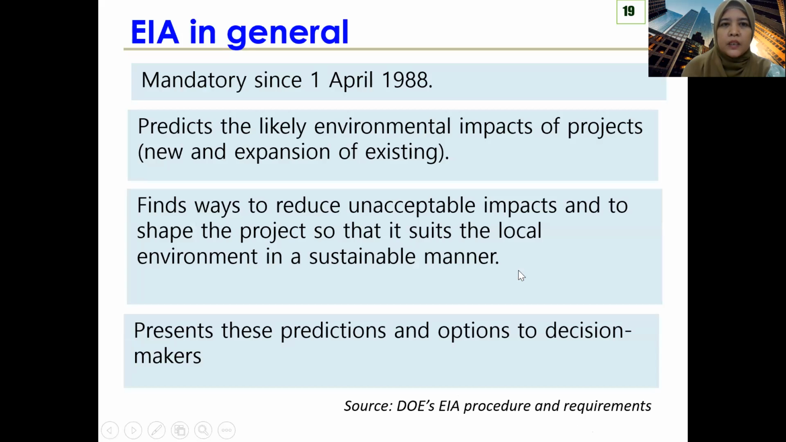That's the main reason why we conduct EIA lah, as a preventive measure or precautionary measure. Okay. So EIA in general, in Malaysia, I'm talking about Malaysian case, but it has been implemented outside Malaysia as well, especially in the USA. USA was the first, the earliest country yang implement EIA, 60s lagi, 1960s. Anyway, EIA mandatory since 1st April 1988. Okay, predicts the likely environmental impacts of projects. So prediction saja, sebab project tu belum jalan. It's a new development, it's a new project.